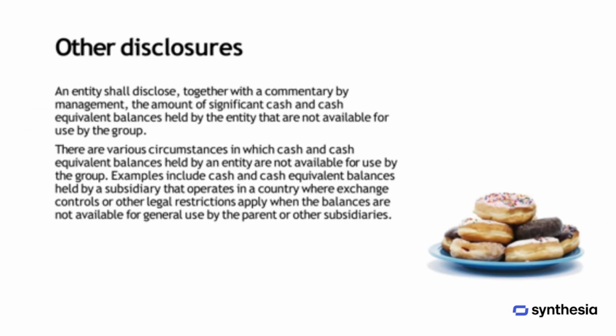An entity shall disclose, together with a commentary by management, the amount of significant cash and cash equivalent balances held by the entity that are not available for use by the group. There are various circumstances in which cash and cash equivalent balances held by an entity are not available for use by the group. Examples include cash and cash equivalent balances held by a subsidiary that operates in a country where exchange controls or other legal restrictions apply when the balances are not available for general use by the parent or other subsidiaries.